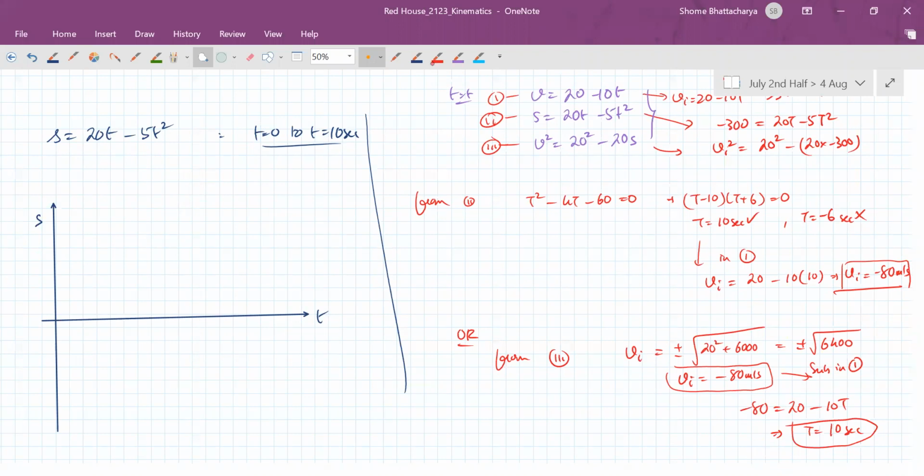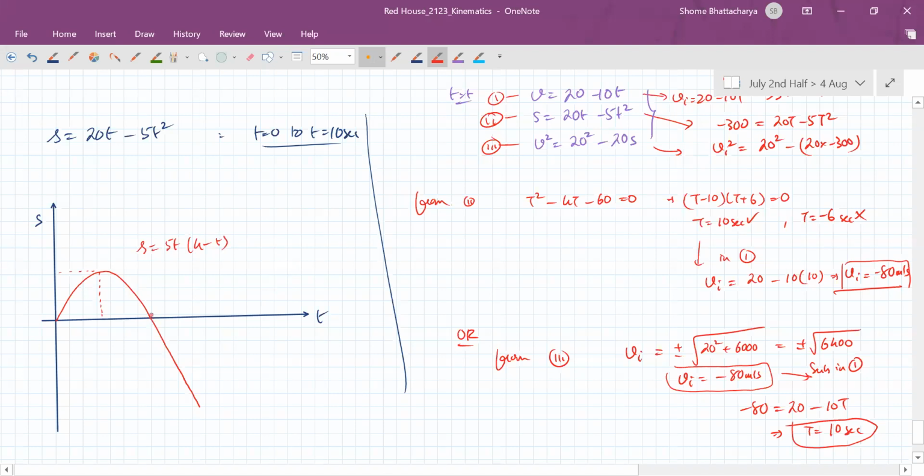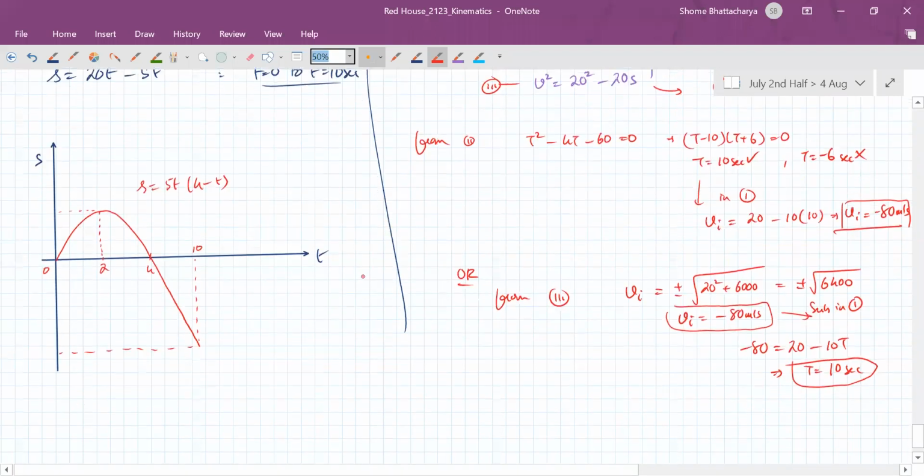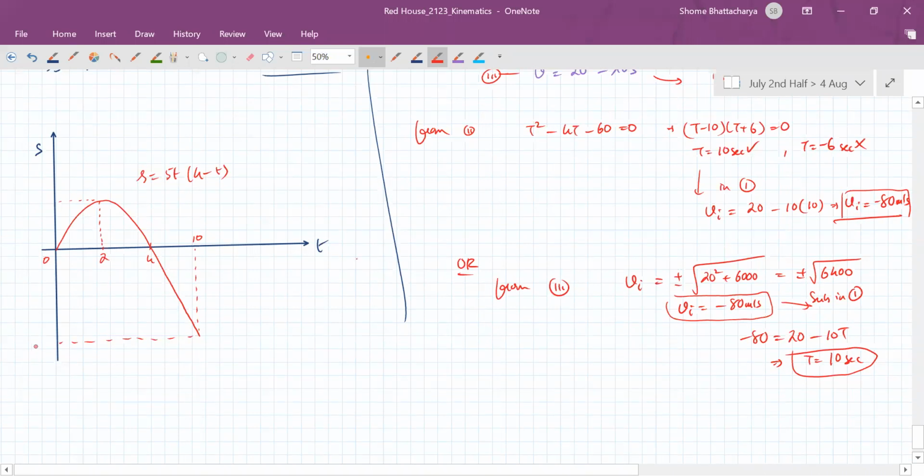Okay, so our displacement versus time is going to be this kind of a graph now. So you can see that this is, to factorize this, so you can see that this is 4 seconds, this is 2 seconds, and then finally at 10 seconds, it's becoming minus 300.